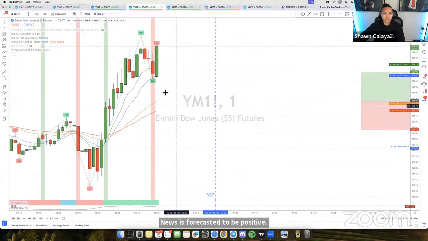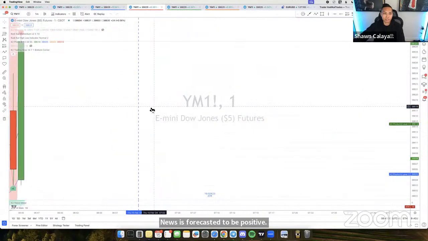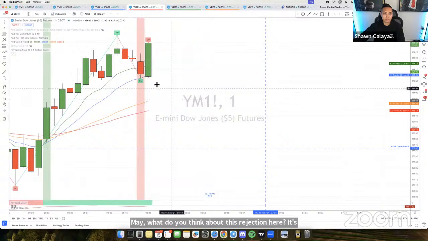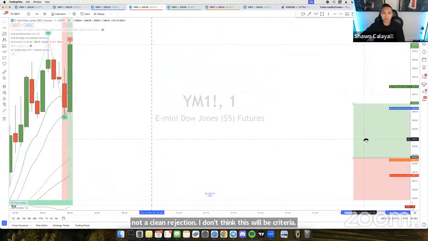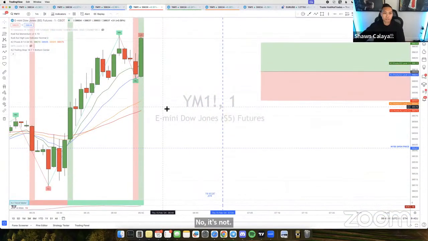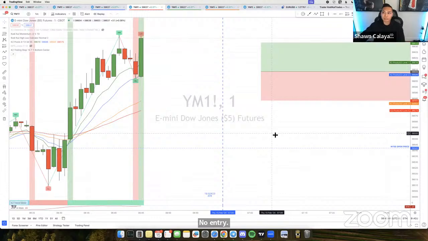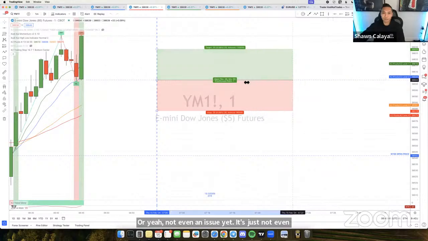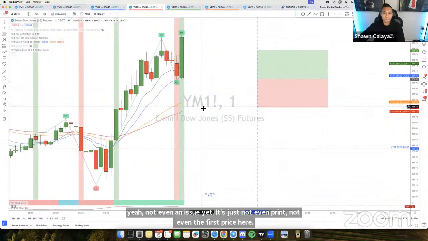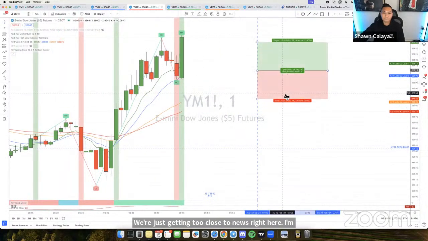Maddie, what do you think about this rejection here? It's not a clean rejection. I don't think this will meet criteria. No, it's not. No entry. Or yeah, not even an entry yet. It's just not even print. Not even the first criteria. We're just getting too close. We're getting really close to news right here. I'm really hoping that we can get something, but yeah, it's gonna be a little tricky.